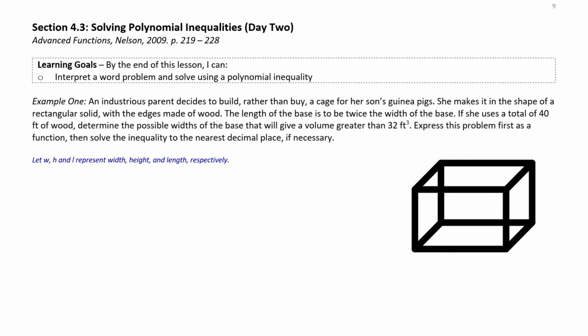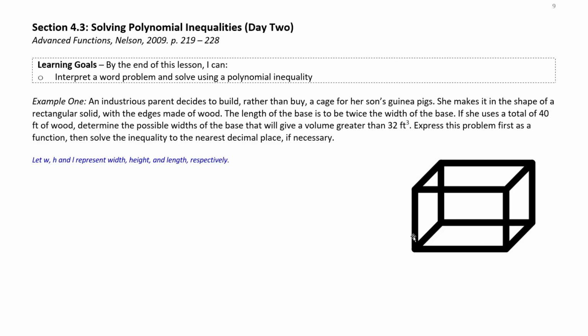Solving polynomial inequalities in the context of work problems. The first example has a parent building a cage in the shape of a rectangular solid, so a rectangular prism. The edges are made of wood. So this diagram, which is not included in your notes, is effectively the diagram we're looking at.